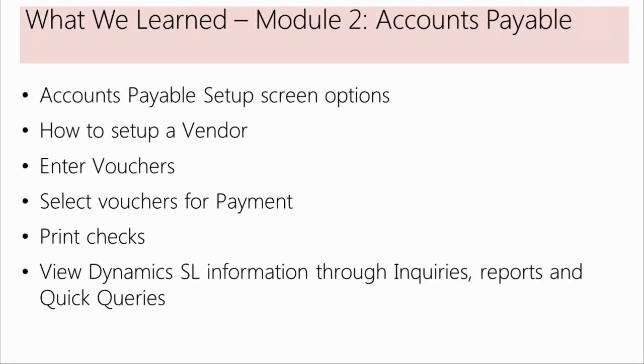Let's talk about what we learned in Module 2 for Accounts Payable. First thing we talked about is the Accounts Payable setup screen and all the different options that can be set up there. We then looked at a vendor and saw the information that can be set up around a vendor. Next, we entered a voucher for that vendor. And once we put the voucher in for the vendor, we talked about how we could select that voucher for payment. So we're ready to pay it.